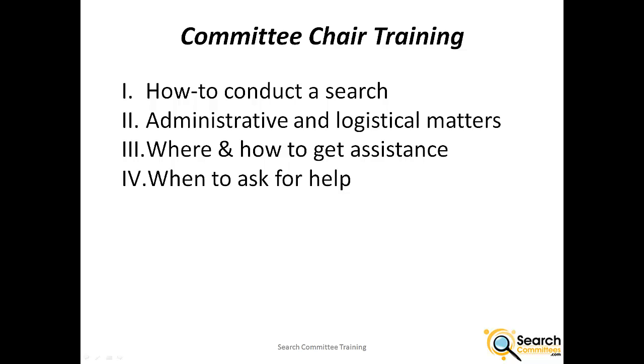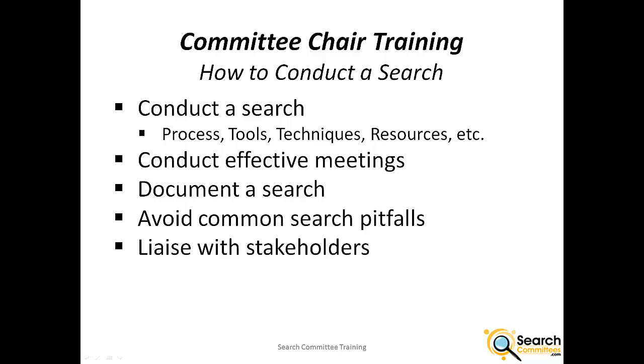So we've talked about the five categories of topics for committees to be trained on. Let's talk about the committee chair. There are four topics for the committee chair as we wrap up our presentation. How to conduct a search, so a more comprehensive approach. The administrative and logistical matters for the committee. Where and how to get assistance, and when to ask for help. These are topics that every search committee chair should be privy to.